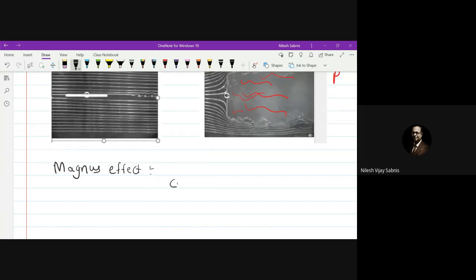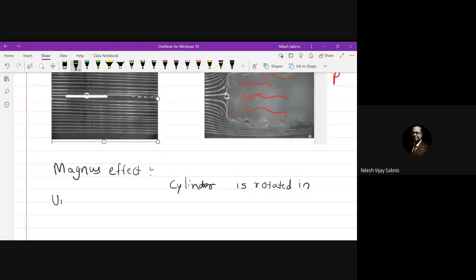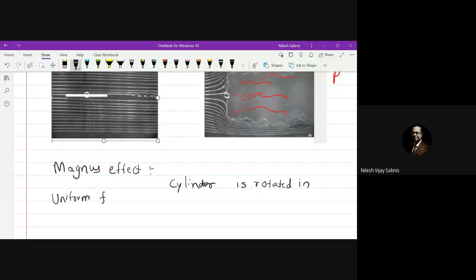There is a cylinder, and that cylinder is rotated in uniform flow. We know the type of flow, uniform flow. So what will happen? It will result in a lift force. And this phenomenon of lift force produced by rotating a cylinder in uniform flow is known as the Magnus effect.